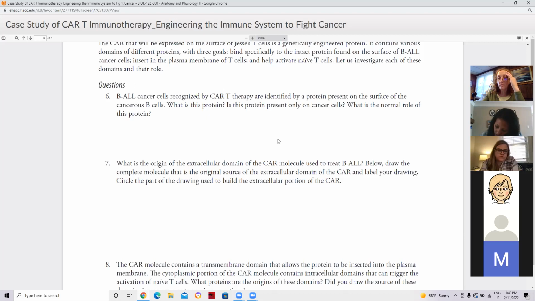Somebody tell me yes or no when you're ready. Zena, does that work? Can you repeat that one more time? Yeah. So the protein is CD19, and it's not only present on cancer cells. It is found on naive B cells. When we talk about naive B cells, we talk about B cells that have never been exposed to the antigen that's going to activate them.